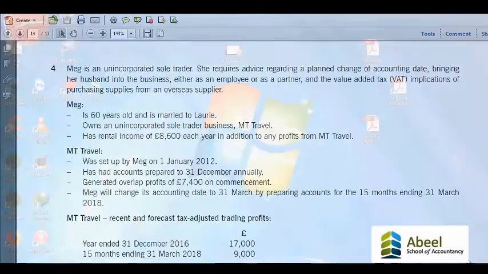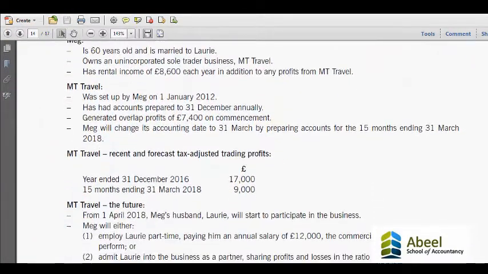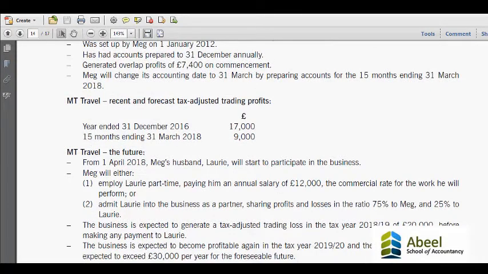MD Travel recent and forecast adjusted trading profit: year ended 31st December 2016 is 17,000. This will come in 2016-17. And the 15 months ending March 18 profit comes in 2017-18. But this is of 15 months and the change of accounting date is over here. All we need to do is one simple step: from that 15 months profit, we'll be deducting the 3 months overlapping profit so that we can make that profit for 12 months. Let's read further what it says.